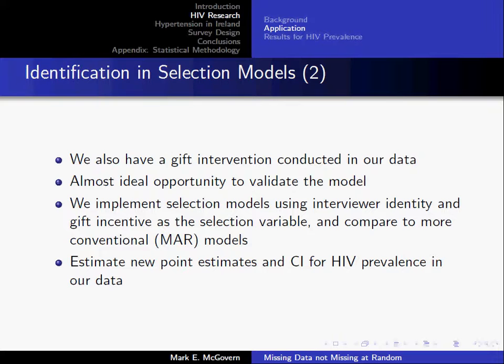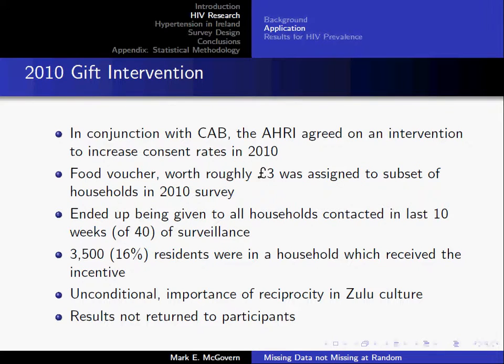So this gift took place in 2010. Because of the low response rates, the research team were very concerned about increasing the consent rates. So in conjunction with the local community advisory board, they decided to have a gift intervention. Essentially a food voucher, which was worth roughly £3 at the time, the way sterling is going, it'll be worth 300 in a couple of years. But this was assigned to a subset of households in the 2010 survey. The original idea was that this would be an RCT, but for whatever reason that ended up not being the case. It turned out that all households in the last 10 weeks of the survey were given this gift voucher.